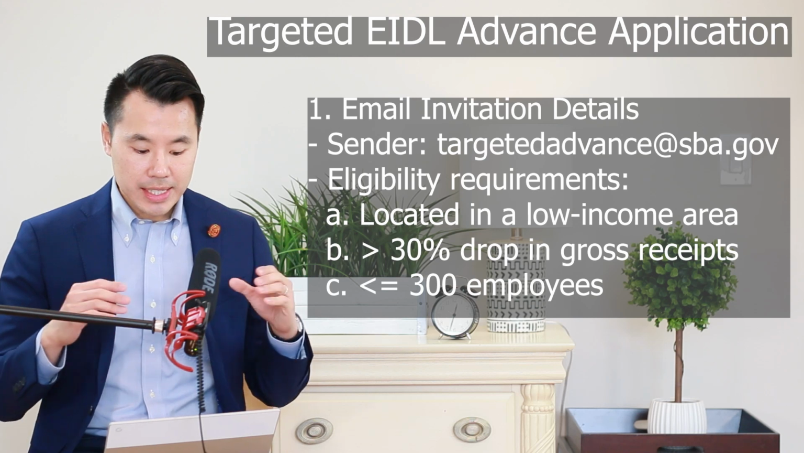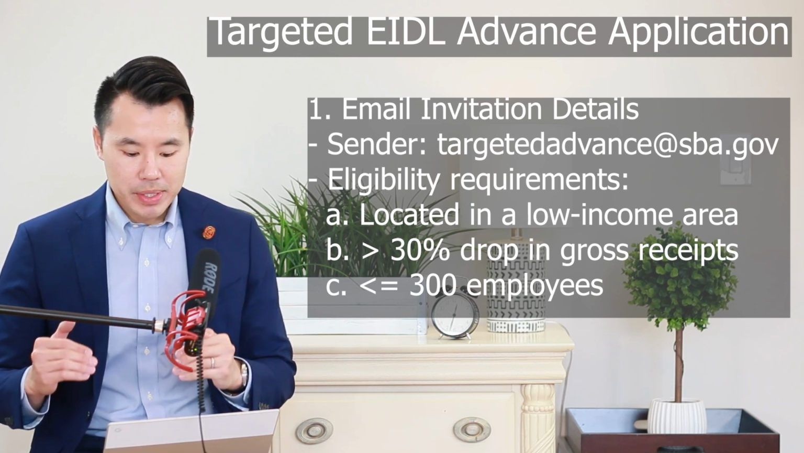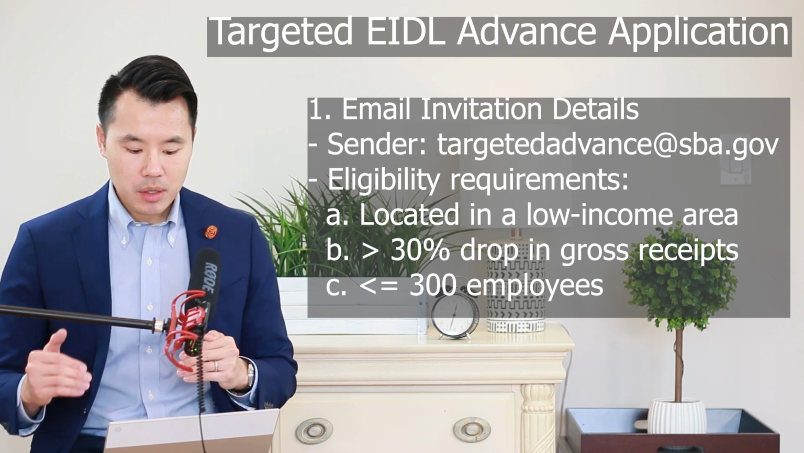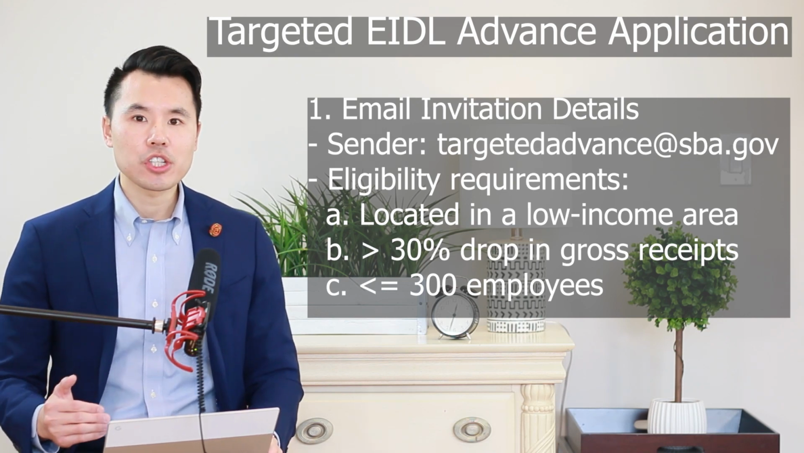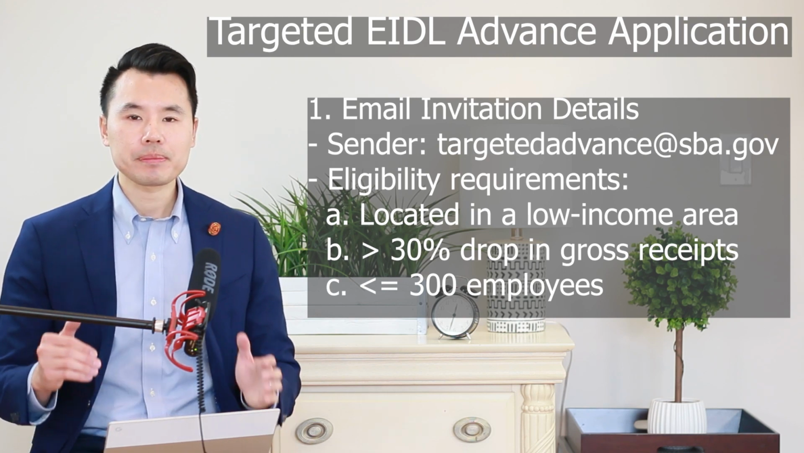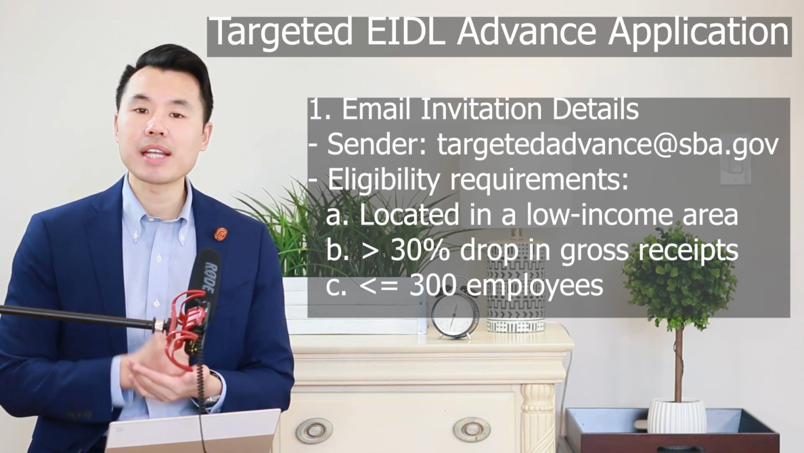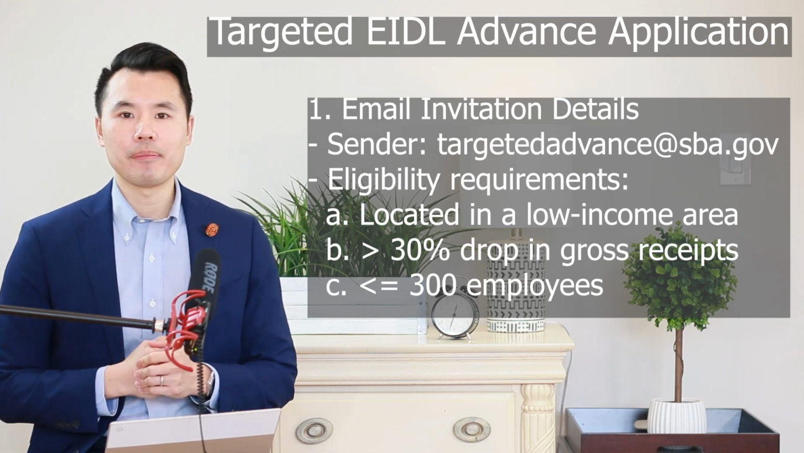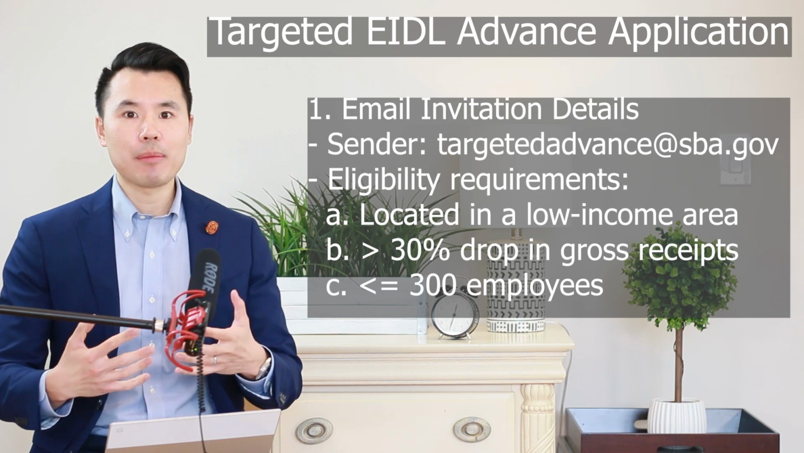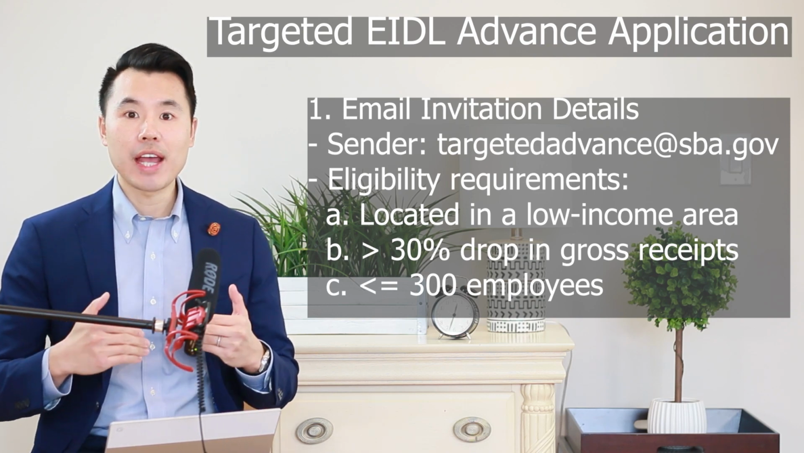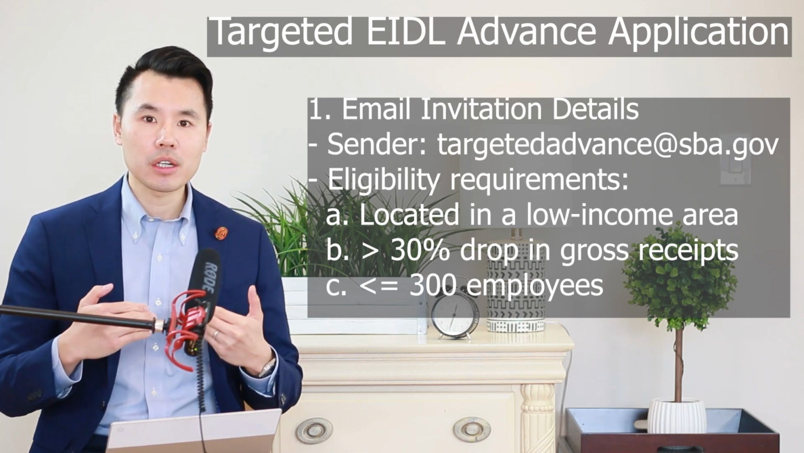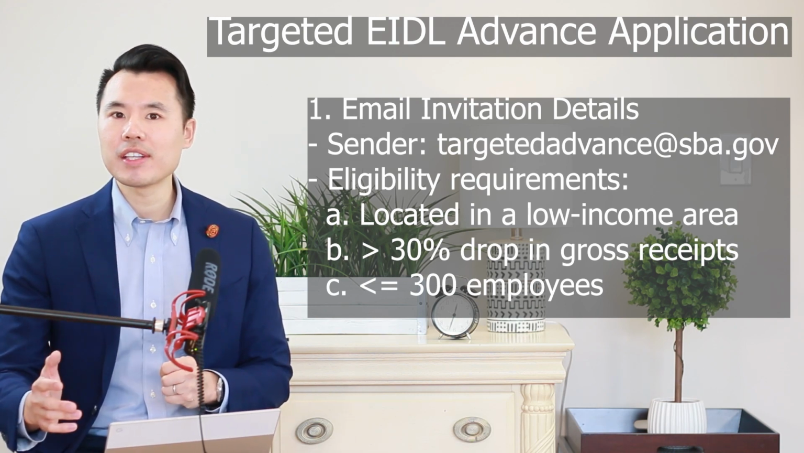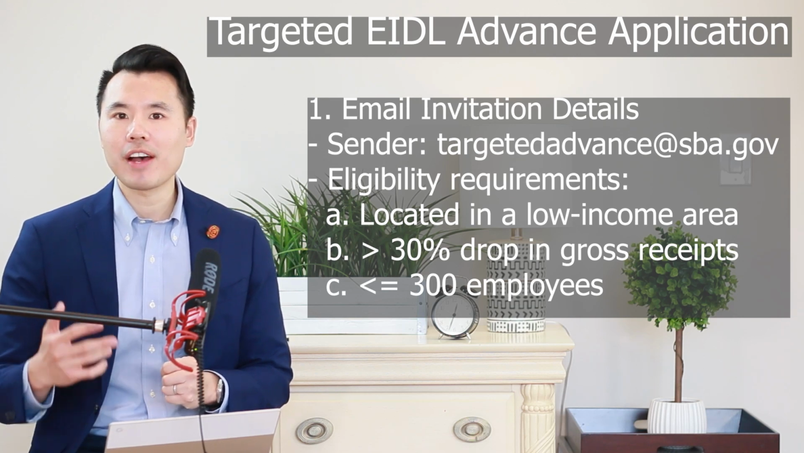What we're learning here is they say that the SBA will map your business property address to determine if you are in a low-income community once you've submitted your targeted EIDL advance application. So just because you receive an email does not mean you qualify. They're going to ask you to submit an application, and once you've submitted it with all the necessary information, they're going to do the analysis to see if you are located in a low-income community. So once again, even if you receive this invitation, it does not mean you qualify just yet.